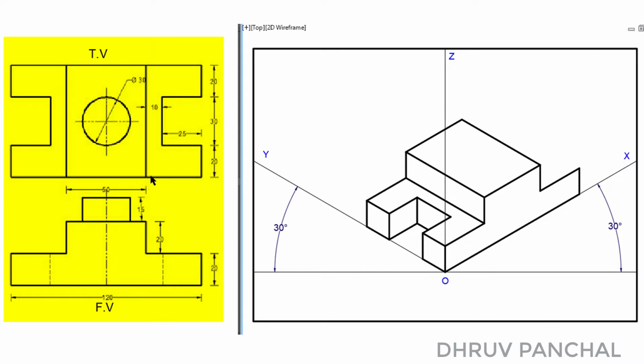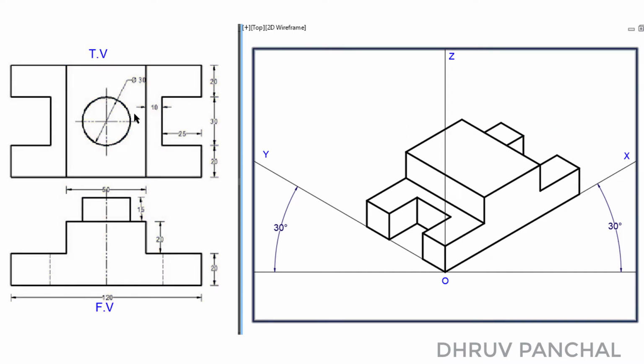Now, with the help of a ruler scale, from this point, draw a line parallel to line OY of 20 mm, draw a line parallel to line OX of 25 mm, draw a line parallel to line OY of 30 mm, draw a line parallel to line OX of 25 mm, draw a line parallel to line OY of 20 mm, and draw a line parallel to line OX of 25 mm. And remove the unnecessary lines as per the requirements. From this point, draw a line parallel to line OZ of 20 mm and remove the extra line as shown.